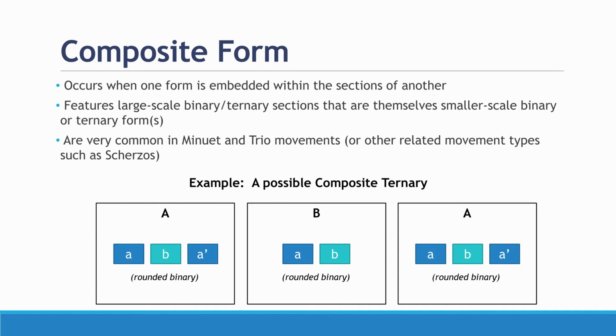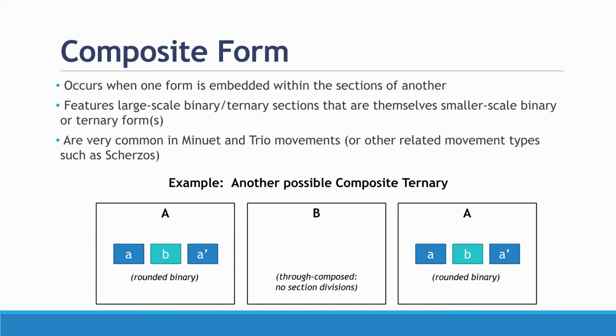Composite forms are very, very common in minuet and trio movements, or scherzo and trio movements, with the minuet being the A section, the trio being the B section, and the da capo back to the minuet being the return of the A section. So because of that, they tend to be really, really common in minuet and trios and third movements.